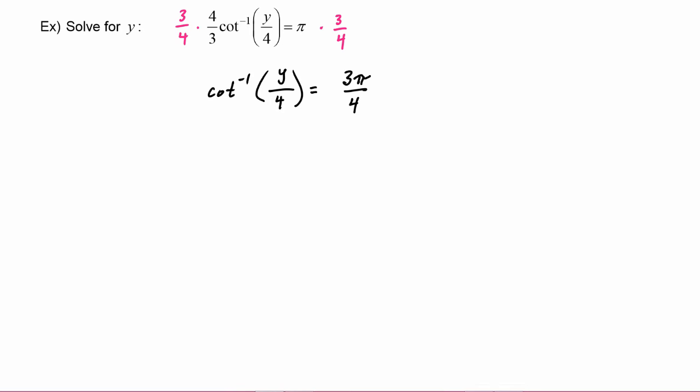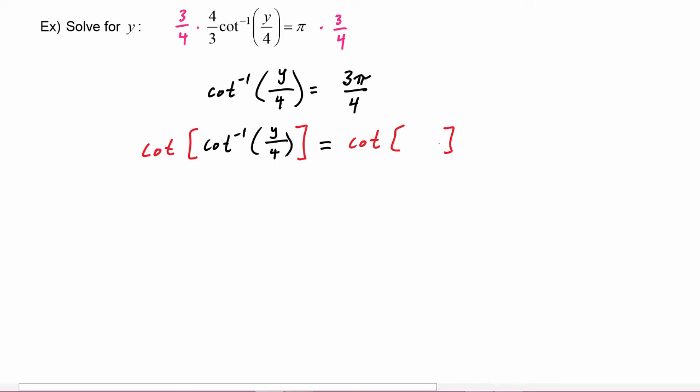Now to undo the cotangent inverse function, we know that we will need to take the cotangent of both sides. So on the left-hand side, we take the cotangent of the cotangent inverse of y over 4, and that has to equal taking the cotangent of the right-hand side, which is 3 pi over 4. On the left-hand side, cotangent of cotangent inverse undoes each other, and we are left with y over 4. On the right-hand side, we have the cotangent of 3 pi over 4.